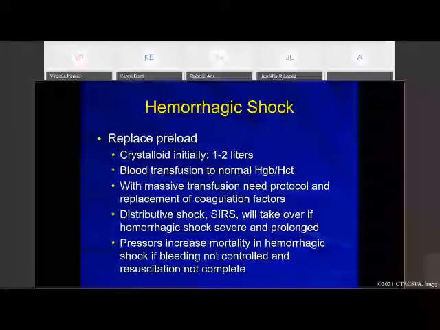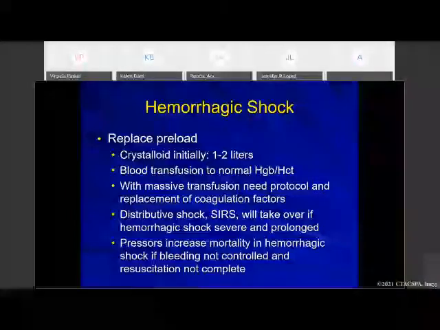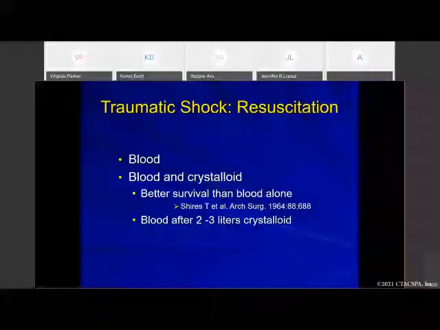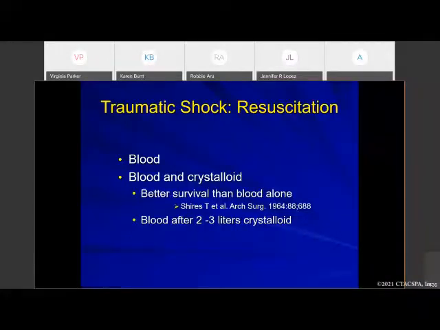They still can be in shock from a post-hemorrhagic shock with a distributive shock. They can be massively vasodilated from the amount of time they were in shock or how severe the shock was. They can have a post-hemorrhagic distributive shock. That's when you start giving fluid back. So pressures increase the mortality in hemorrhagic shock if the bleed is not controlled. So stop the bleed, right? That's the main thing. This is an experiment that was quoted very much back in '64.